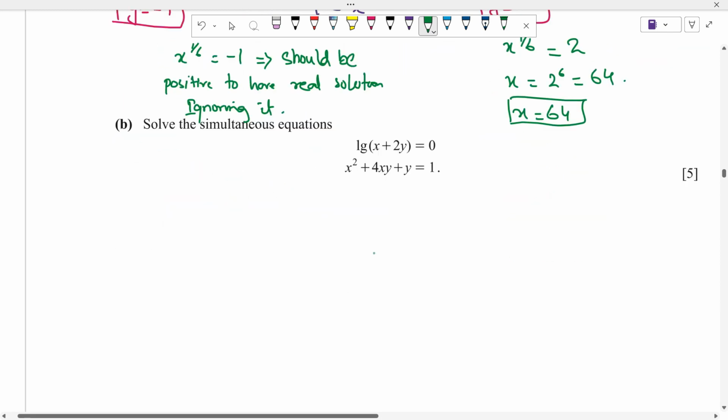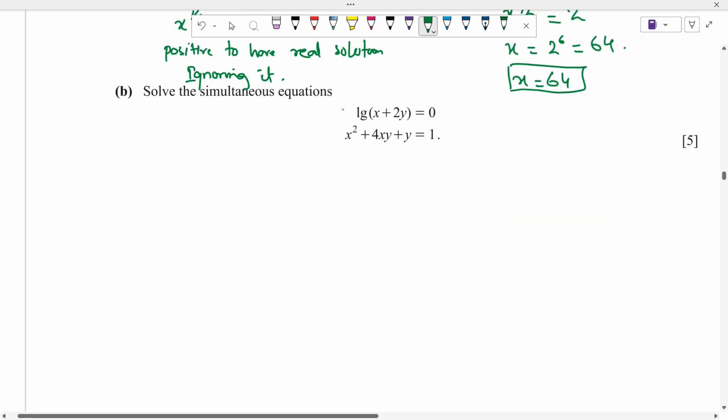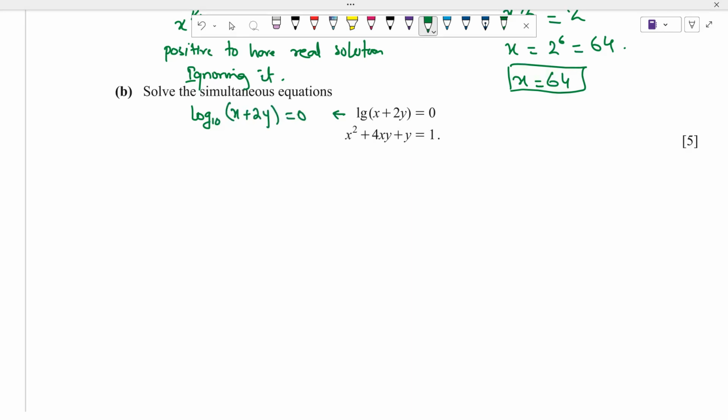Now let's move to part B. Solve the simultaneous equations. So we have the equation lg(x + 2y) = 0, that is log base 10 of (x + 2y) equal to 0. And we have another equation, which is x^2 + 4xy + y = 1.